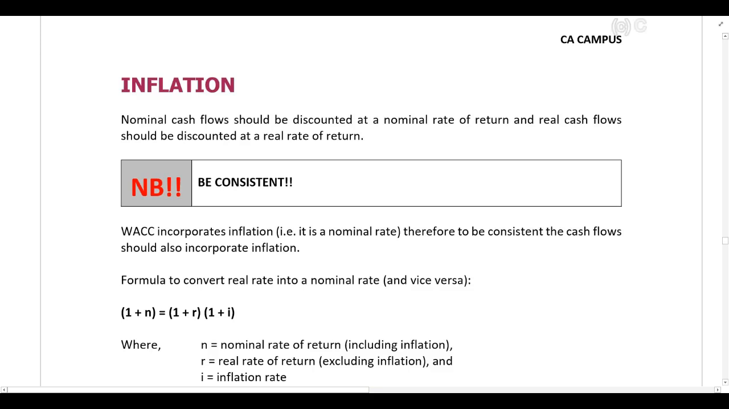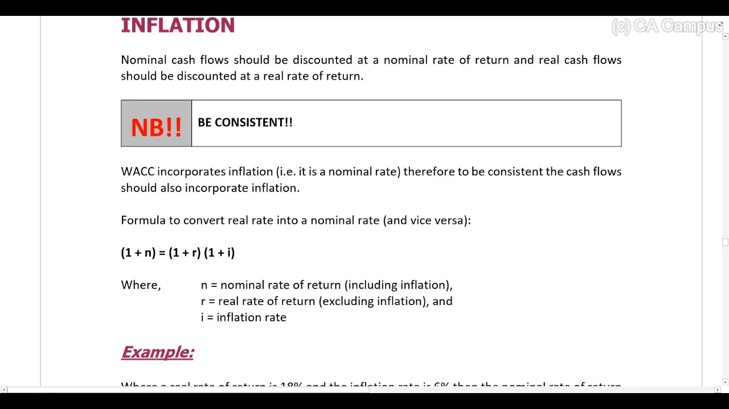Then next we need to look at inflation. And before we discuss this, you need to know the difference between a nominal rate and a real rate. So please look just below. A nominal rate includes inflation and a real rate excludes inflation. And it's important to note with capital investment decisions, we need to always be consistent.